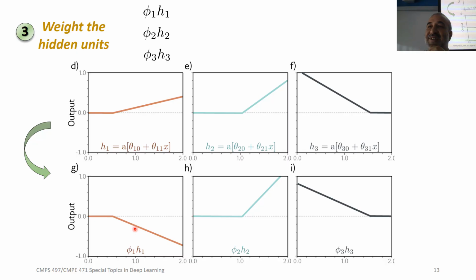Phi 3 doesn't look like 1. If it's 1, then it has no effect, right? It doesn't change the value. But I think the value changed here. It was lower than before, right? You can see that even the y-intercept is lower now. So it looks like we scaled it down. Other questions?